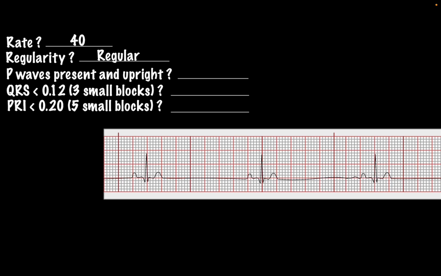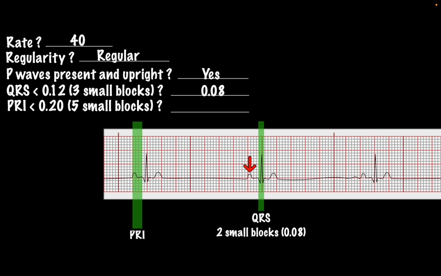P waves, they look all identical to this one. I'm not seeing anything alarming or any drastic changes in shape. They're in the right direction. Every QRS complex has a P wave, so we're just going to say yes there. Let's measure that QRS complex. Looks pretty narrow, which is a good thing. I'm going to call it two small blocks, 0.08. So we'll go ahead and put that there, and then we'll measure the PRI. PRI is a little smaller too on this one. It's going to be 0.12. So three small blocks. So now the regularity is normal, P waves are normal, QRS and PRI are normal.